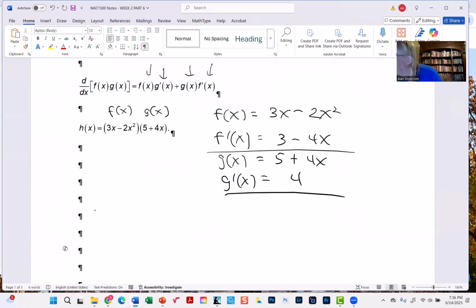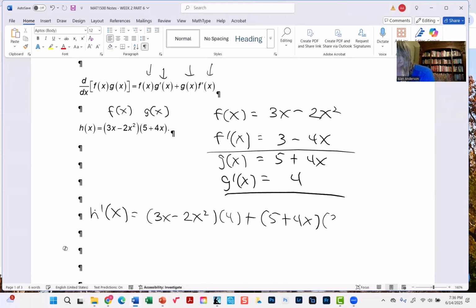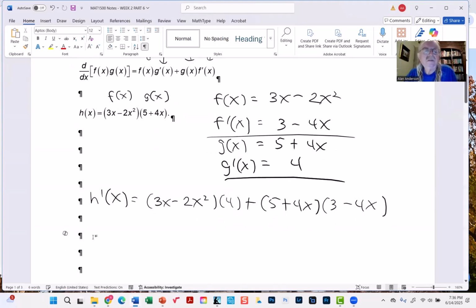Okay, so the derivative, or we could write it in this case as h prime of x, is going to be f of x times g prime of x plus g of x times f prime of x, which, as you can see up here, is 3 minus 4x. Okay, so now we can do a little algebra and simplify our results.